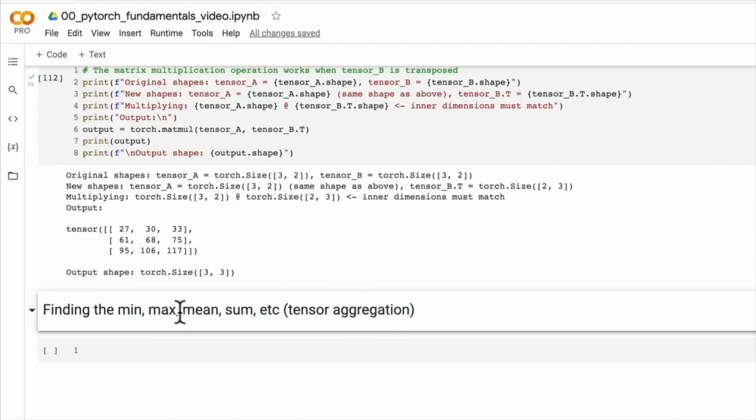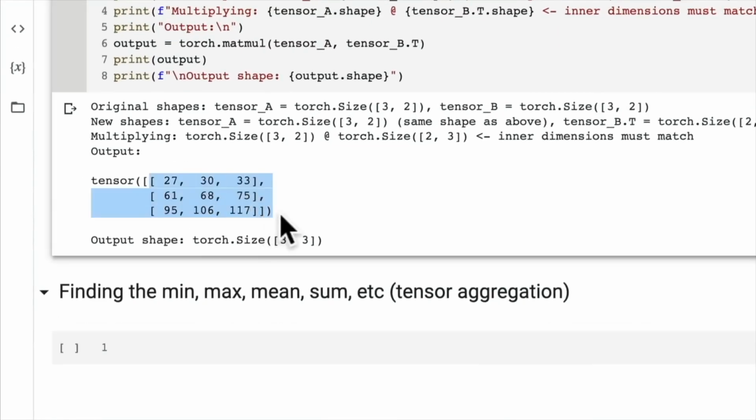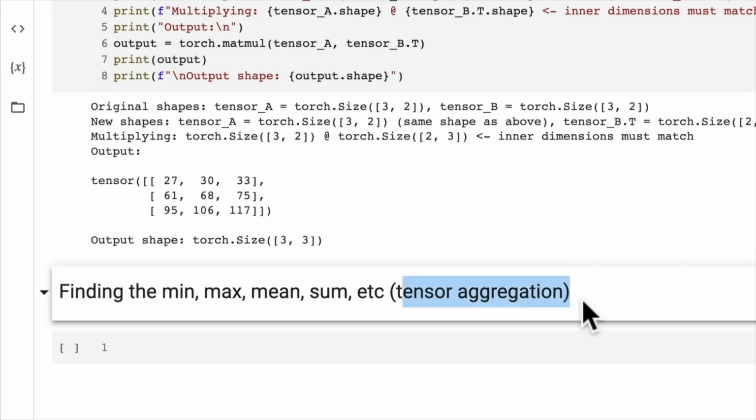And again, if you're finding one of these values, it's called tensor aggregation because you're going from what's typically a large amount of numbers to a small amount of numbers. So the min of this tensor would be 27. So you're turning it from 9 elements to 1 element, hence aggregation.